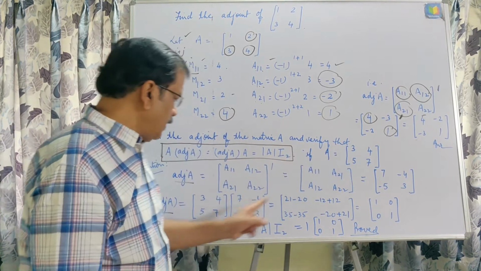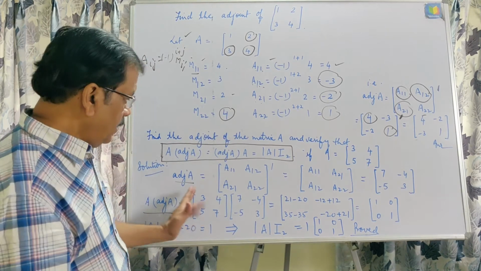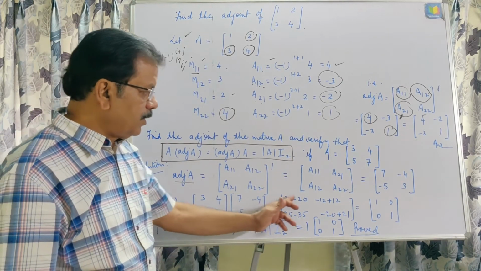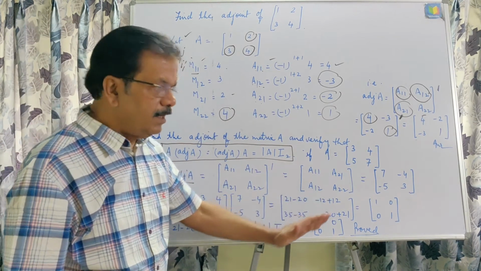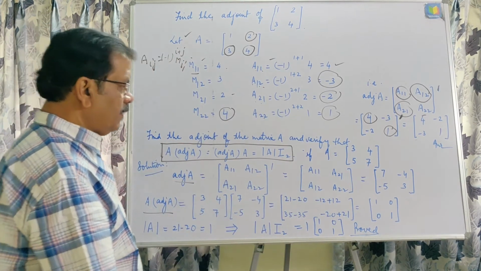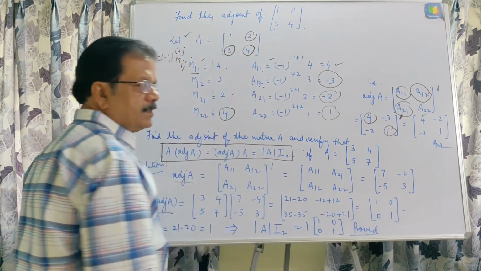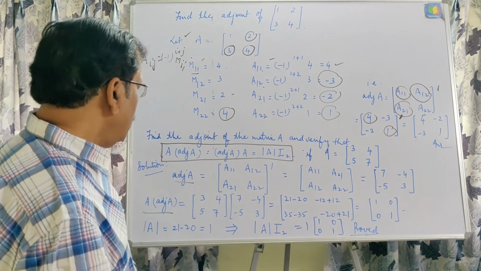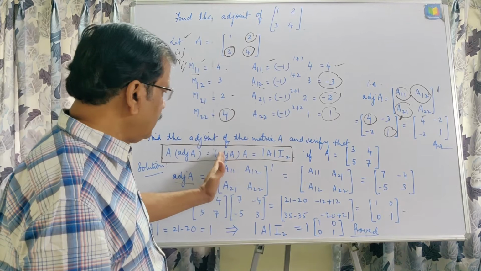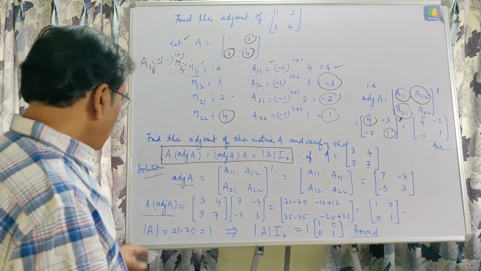A adjoint A means multiplication of the given matrix 3, 4, 5, 7 with this 7, minus 4, minus 5, 3. First row, first column, corresponding elements are multiplied and added. In the same way, we can get the other elements also, and this is the value of A adjoint A, and we can say that this is the unit matrix, or identity matrix, of order 2.